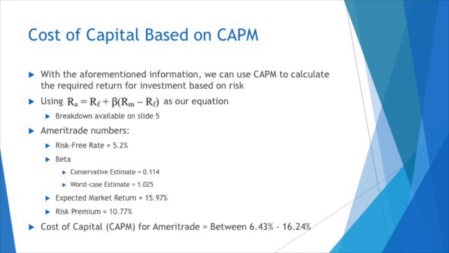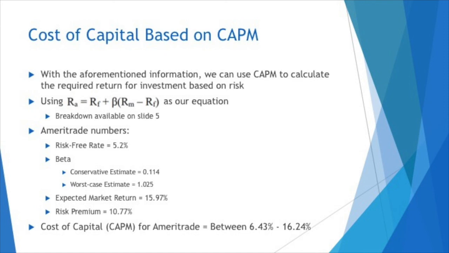This slide provides a summary of our cost of capital calculation as well as all the figures we've calculated along the way earlier in this presentation. To summarize, the risk-free rate is 5.2%, the conservative estimate of the beta is 0.114, the worst case estimate is 1.025, the expected market return is 15.97%, and the risk premium is 10.77%.